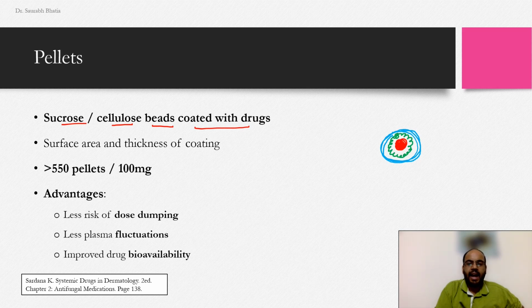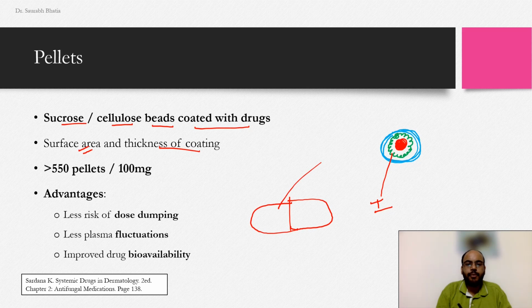Okay, and the amount of itraconazole that you transmit to the patient depends on the surface area of this individual pellet and the thickness of the coating, the thickness of itraconazole. So we are technically not talking about the surface area of an individual pellet, we are talking about the total surface area of all the pellets inside a capsule. If you open a capsule of itraconazole, you will find multiple pellets inside. Just go and open one capsule if you have one.